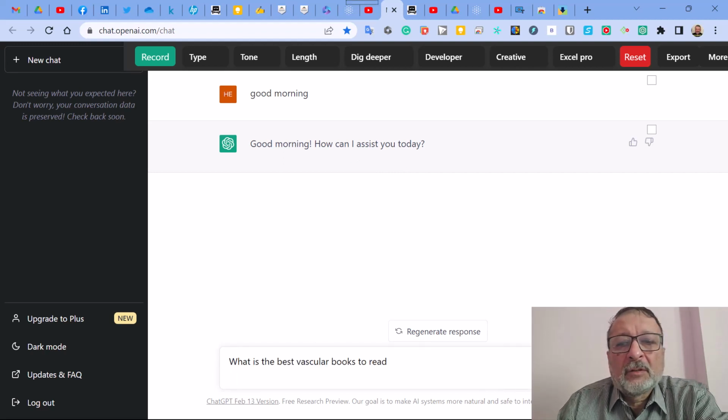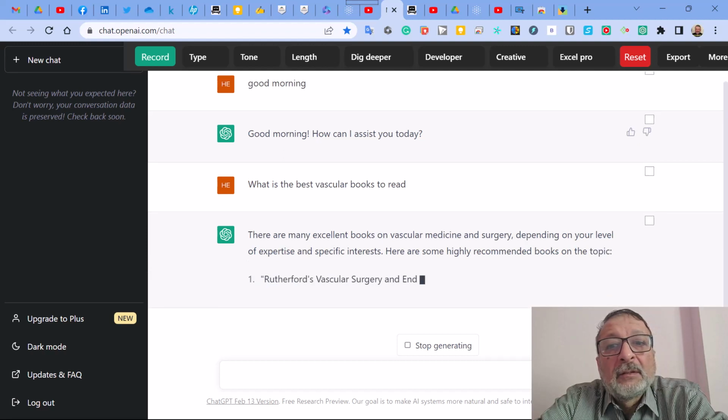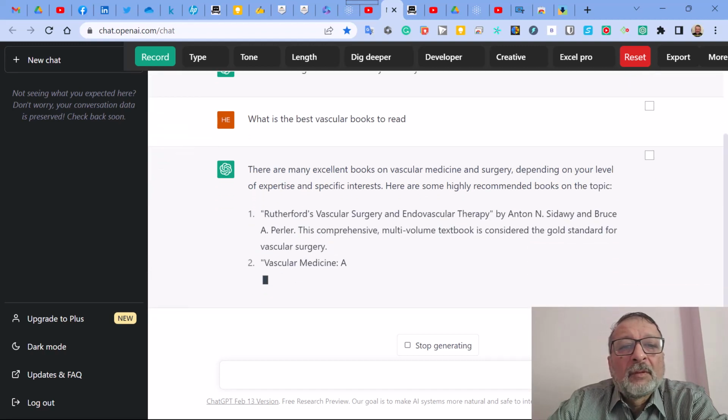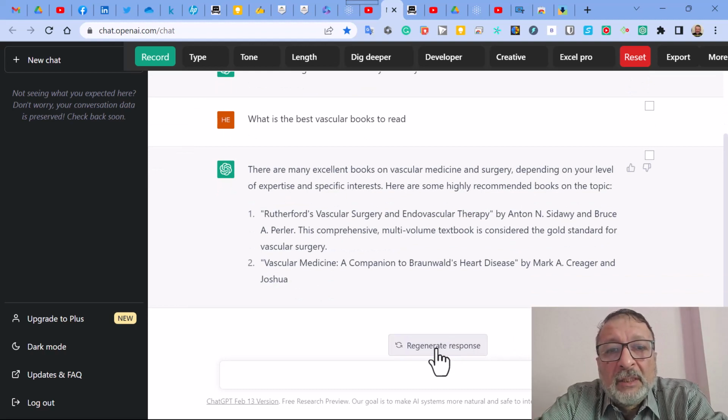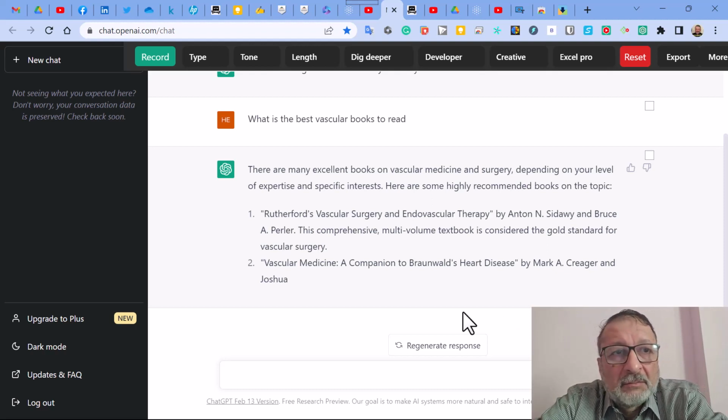What is the best vascular book to read? Which is a very common question. A lot of you have asked this. There are many books. I will stop generating. As you can see, it's a very good answer. There are many excellent books, that is fine. And it put Rutherford's Vascular and Endovascular Surgery as number one. Secondly, it put Vascular Medicine: A Companion to Braunwald's Heart Disease. Again, this is very important. So you can have the books that you want. It's very easy. And it will tell you what are the best books that you can read. And this is definitely very helpful.